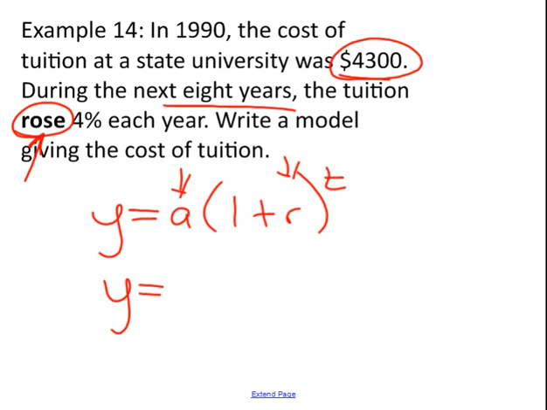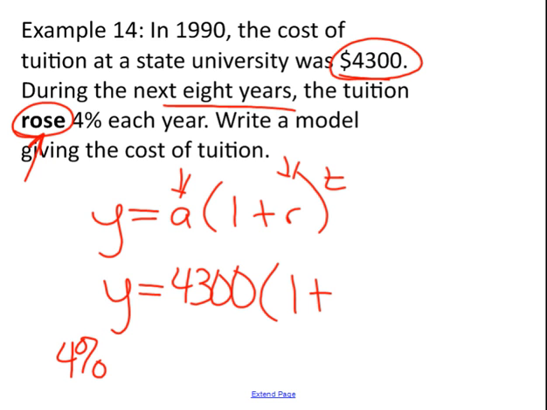So A is the initial amount, what we started with. Well, we started with 4,300. And it rose by 4%. Now, this is 4%, but I need it as a decimal. If you recall, converting percent to a decimal, you're going to move the decimal 2 places to the left. So 1, 2. Well, there's not another number, so here's my decimal, which means I have to put in that 0. So 0.04 raised to the t power.